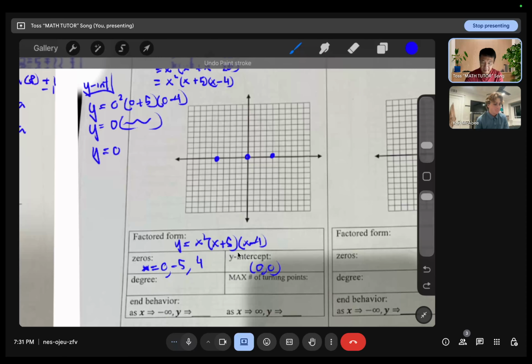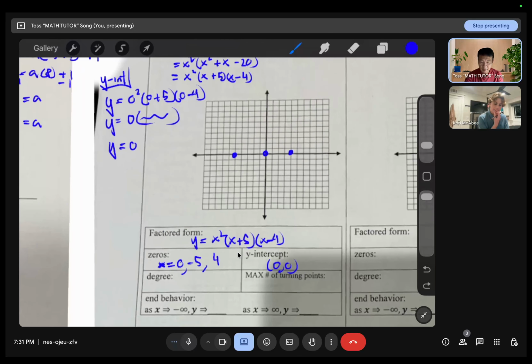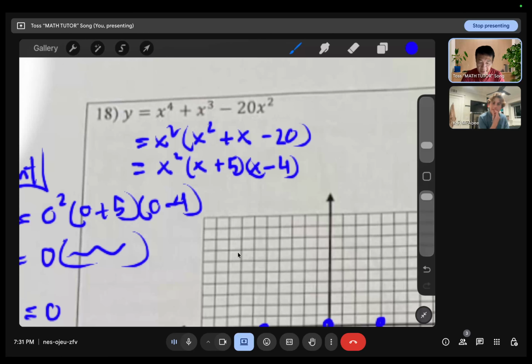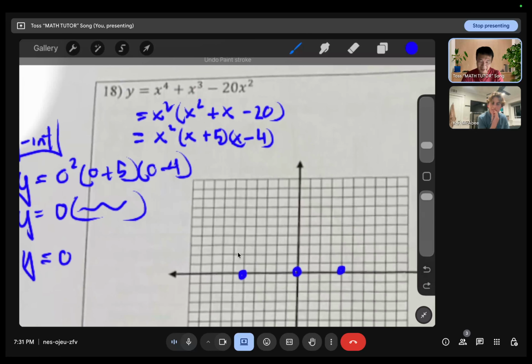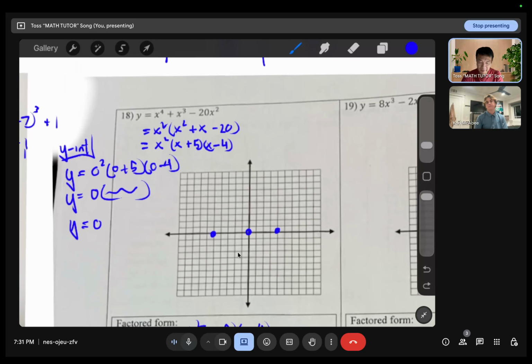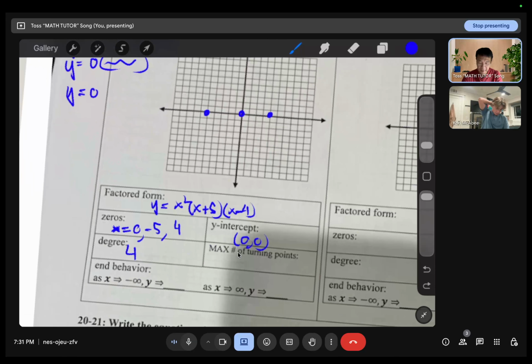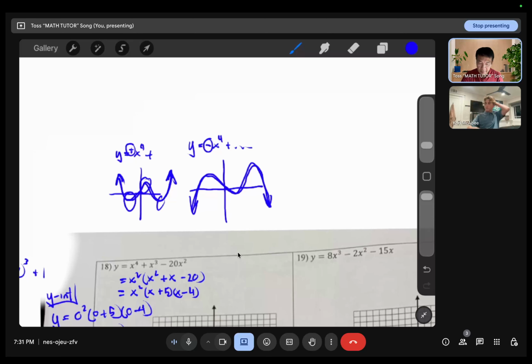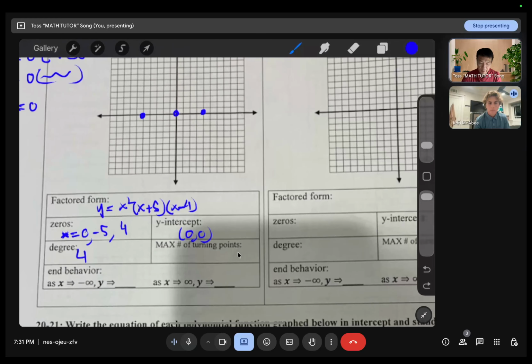Negative 5, 0. 4, 0. Coordinate x-intercepts. Degree, 4. If you multiply it out, can you tell? Oh, they already gave it to you. Dang it, I'm tired. So yeah, if you were to multiply this out, it would be the fourth power. All right, max number of turns. You can look at the guide here. It's always one lower than the highest degree. Like the third power would be 2, fourth power would be 3. So in this case it would be 3 max turning points.